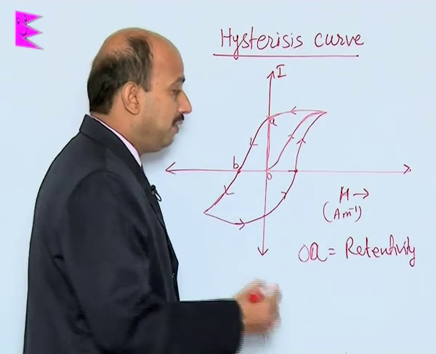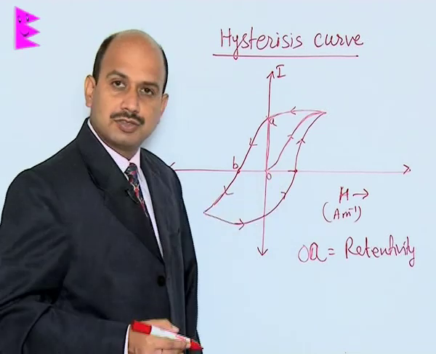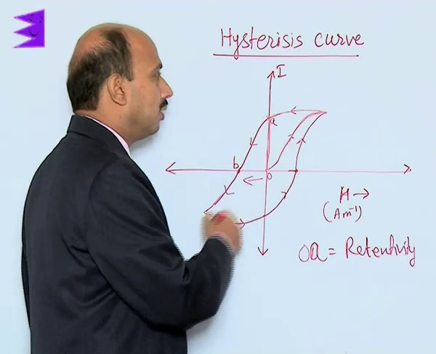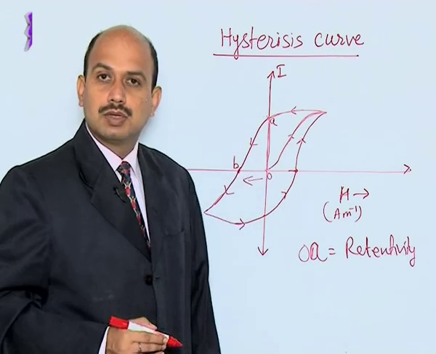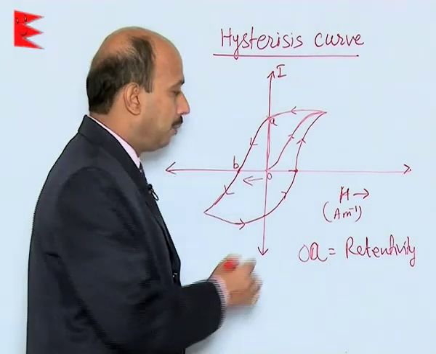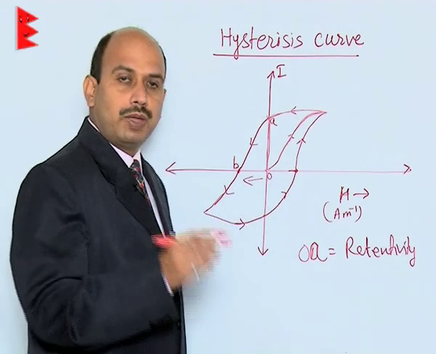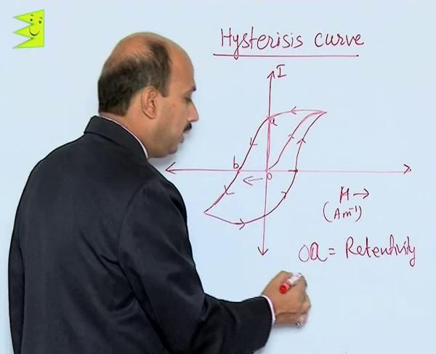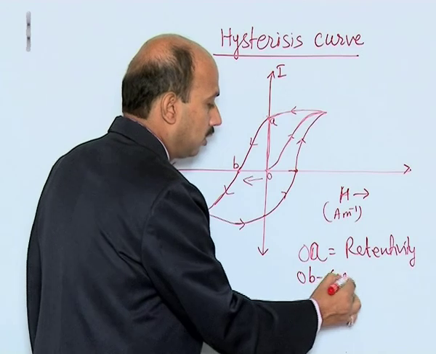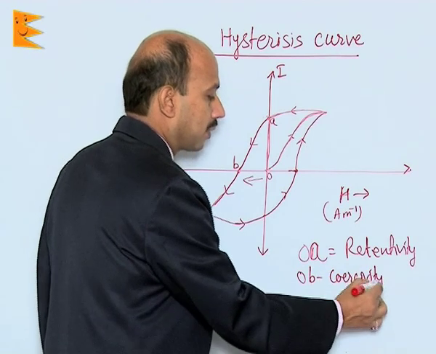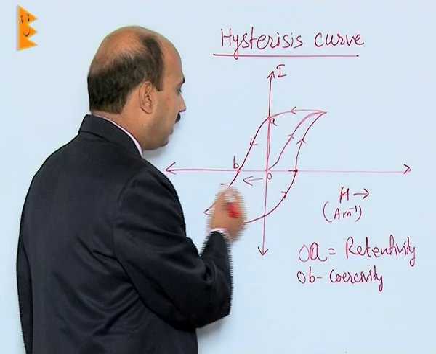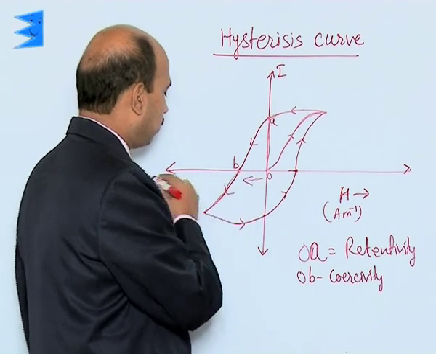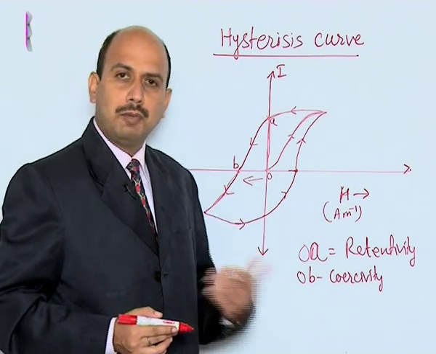Now apply H in the opposite direction, to this side. At point B, I will become 0. This is the value of H in the opposite direction to the previous one where the intensity of magnetization I has become 0. This OB is known as coercivity. Now when you increase the value of H in the opposite direction, it magnetizes to this point and again gets saturation, but in the opposite direction.